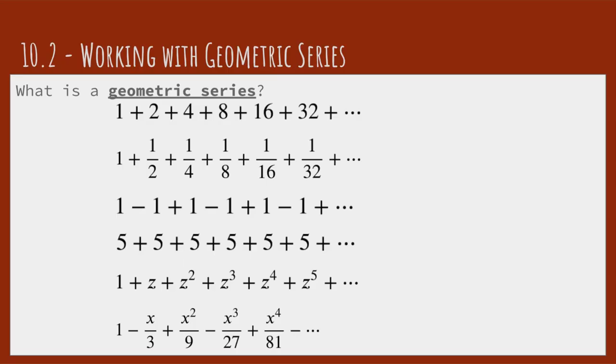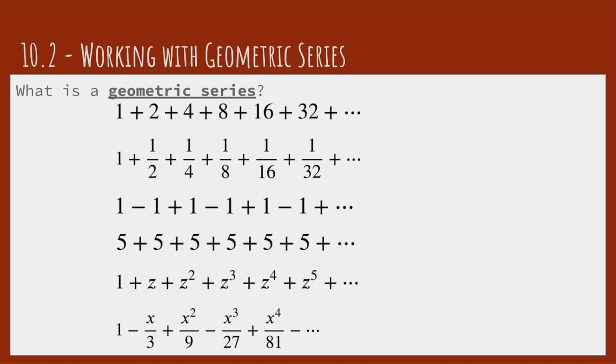So let's start with talking about just what is a geometric series. All six of the series that I have on the screen here are all geometric series. And if you look, they all have a pattern where to get from one term to the next, you're always multiplying by the same thing. So in the first example here, to get from 1 to 2, you multiply by 2. To get from 2 to 4, you multiply by 2. So each term in the series, you're multiplying by 2 to get the next one.